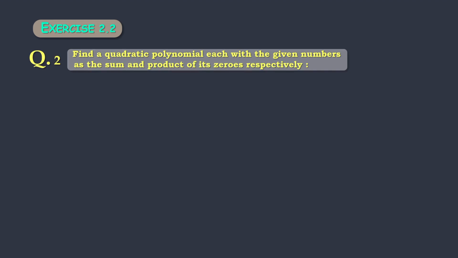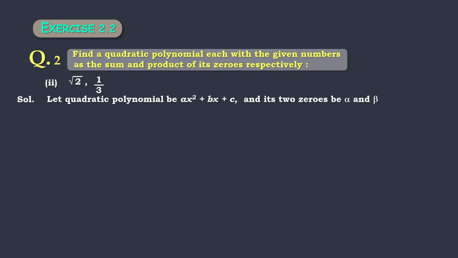Let us solve question 2, part 2. We are given that the sum of zeros is square root of 2 and the product of zeros is 1 by 3. Let the quadratic polynomial be ax squared plus bx plus c. Let its zeros be alpha and beta. We know that the sum of zeros is equal to minus b divided by a. And the product of zeros is equal to c divided by a.